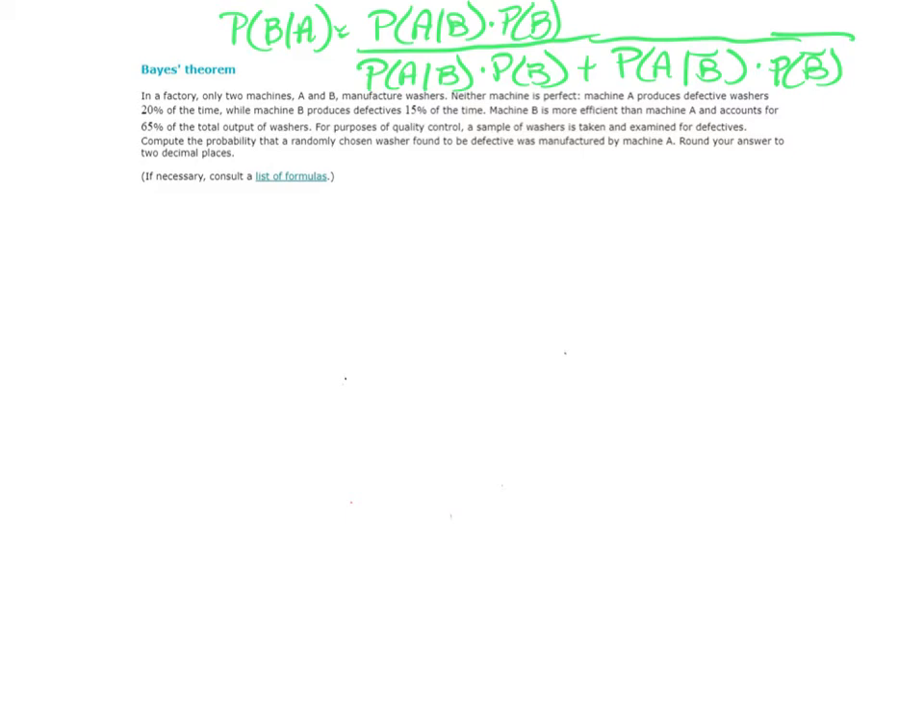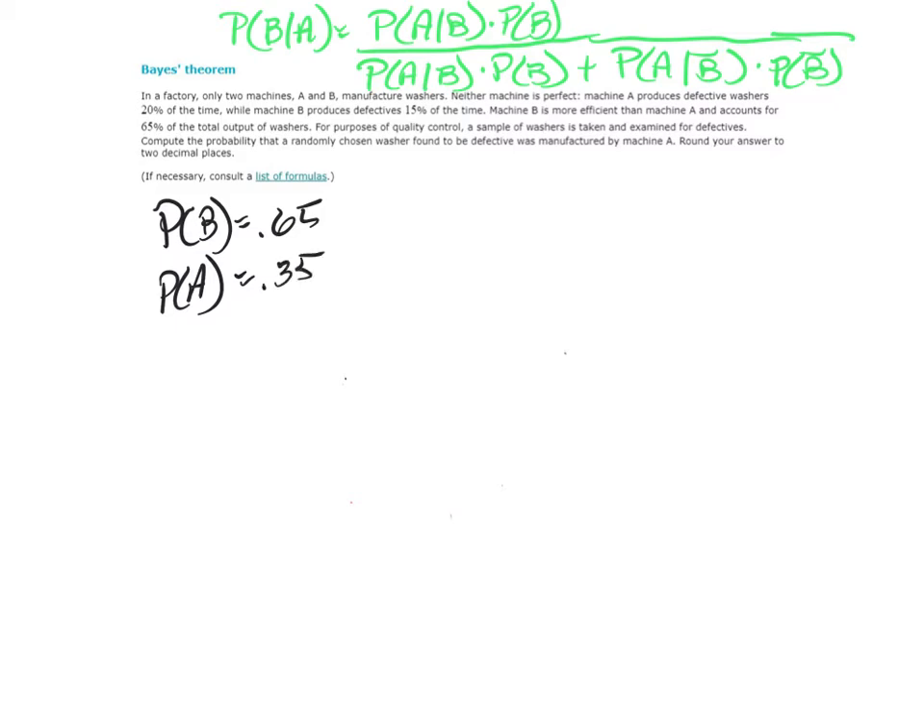Machine A produces defective washers 20% of the time. Machine B produces defects 15% of the time. Machine B is more efficient than A and accounts for 65% of all the total output of washers. All right, so the probability of a washer coming from B is 0.65. So that means the probability of it coming from A is 0.35.